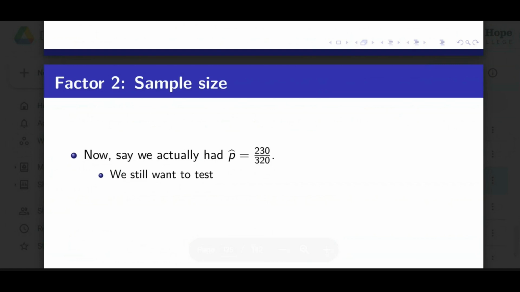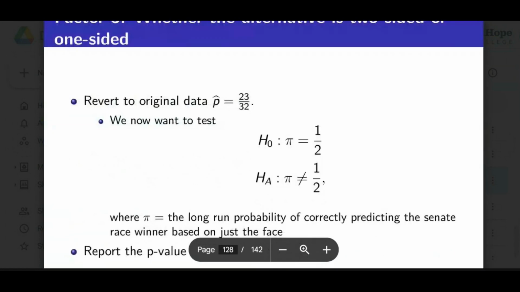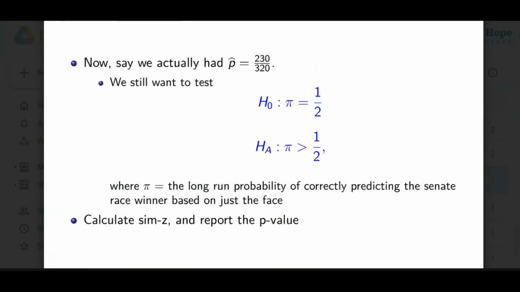This means America has 320 Senate seats up for re-election. And you can see clearly, I picked 230 out of 320 because that gives you the same thing as 23 out of 32. See? So we still want to test the same thing. Everything is the same, but now it's based off 320 Senate races or whatever.